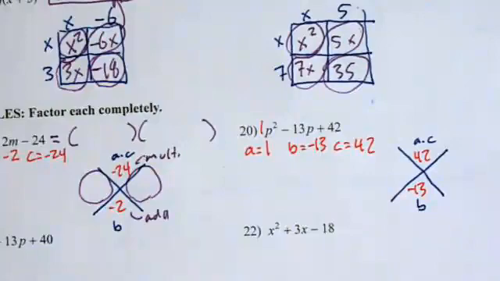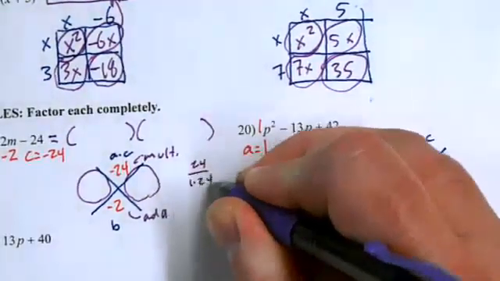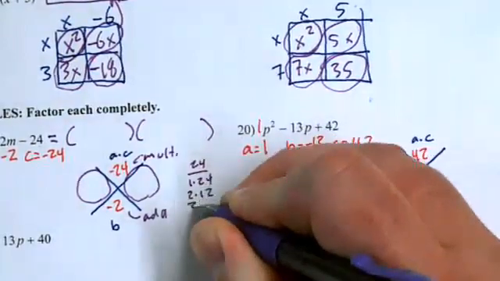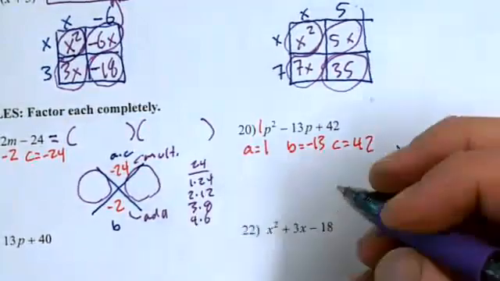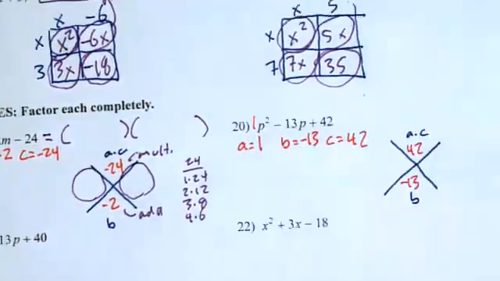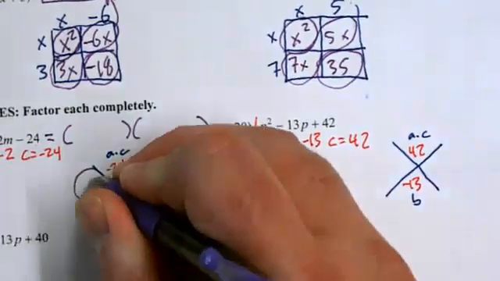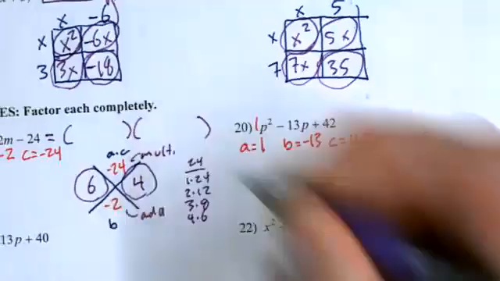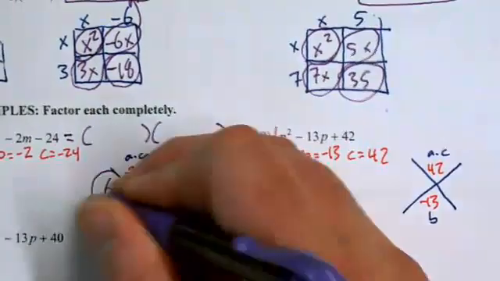I'm going to try and write down the different ways I can get 24 up here. 1 times 24, 2 times 12, 3 times 8, 4 times 6. That's it. So which set there could I use? Now one of them is going to have to be negative. So 6 and 4, I think we can make that work if we make the right one negative. Which one needs to be negative? So they add up to negative 2. We want the 6 to be negative.